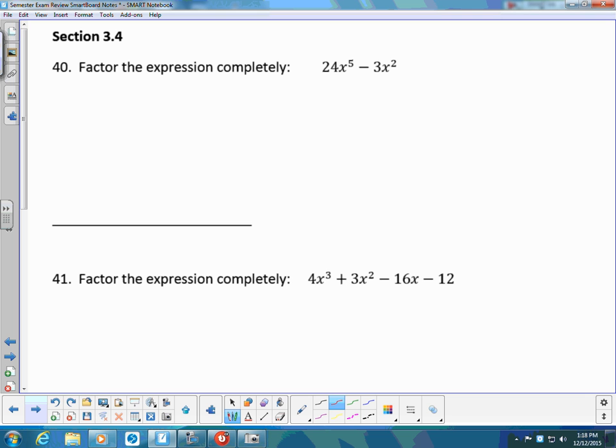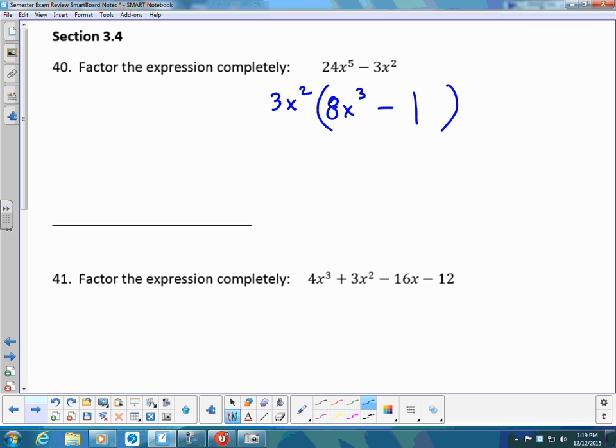All right, let's take a look at number 40. Now we're into section 3.4, factor the expression completely. Well, we always should start by looking for common factors. In this case, the common factor I think would be a 3 and an x squared, because 3 goes into 24 and 3, and x squared goes into x to the 5th and x squared. So if I factor that out, 3x squared times what gives me 24x to the 5th? That would be an 8x cubed. And 3x squared times what gives me a negative 3x squared? That would be a minus 1.